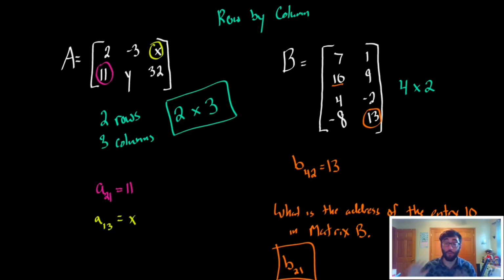So that's just a really brief introduction to matrices and some of the general terms that you need to know. You need to be able to list the dimensions of a matrix. You also need to be able to list the address of an entry, or locate an entry given the address of that element. I hope this was helpful. In the next couple of videos, we're going to talk about matrix operations: adding and subtracting matrices, and multiplying matrices.